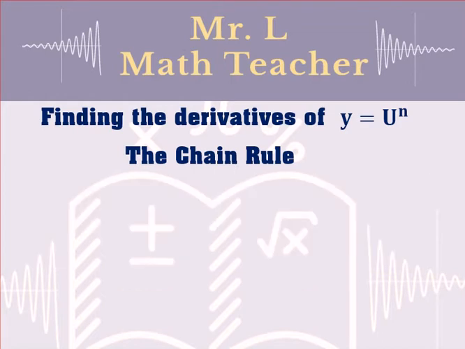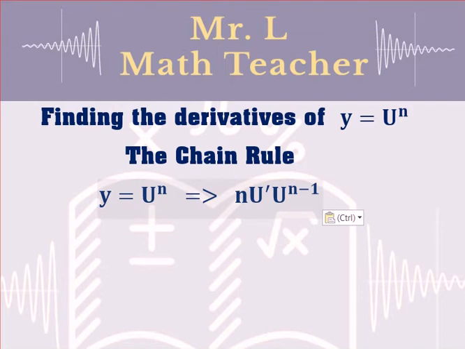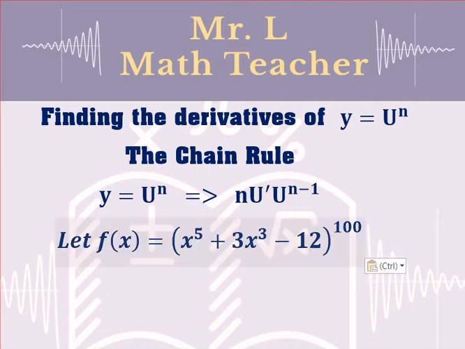So basically guys, the chain rule states that the derivative of any function of the form u power n is given by n u prime u power n minus 1. To help you understand this formula, I'm going to use a particular example on which we are going to apply this formula. So here, let's say that f of x is equal to (x power 5 plus 3x power 3 minus 12) power 100.